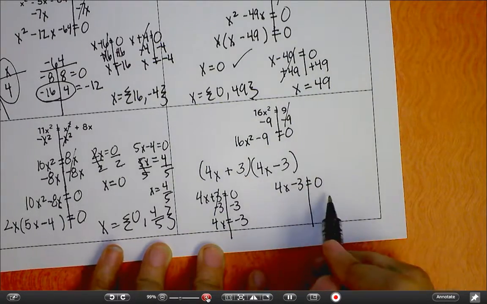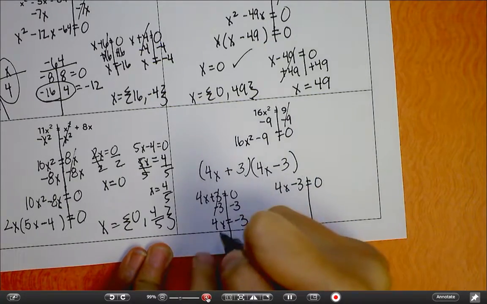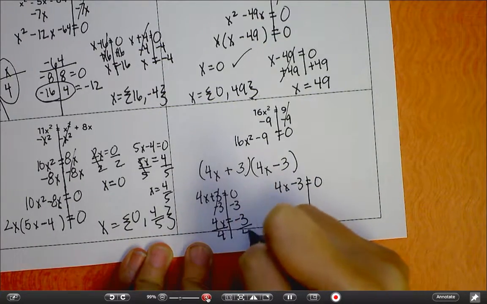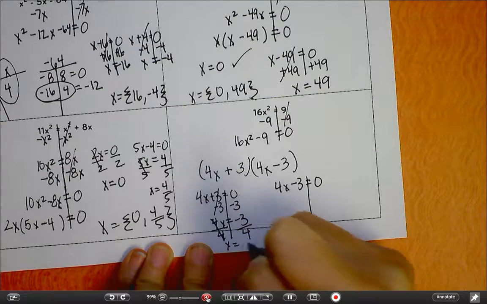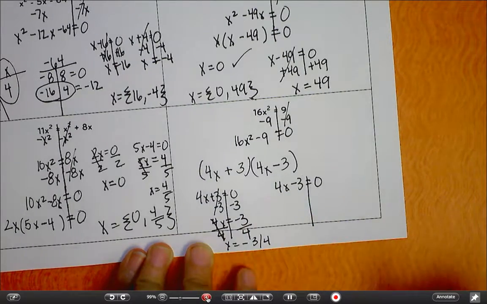Okay, I was going to skip over there. Let me just finish this one first. Now I'm going to divide everything by 4. Cancel this out. X equals negative 3 over 4.